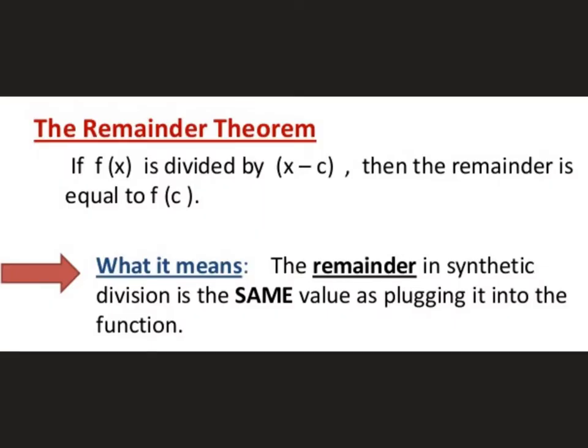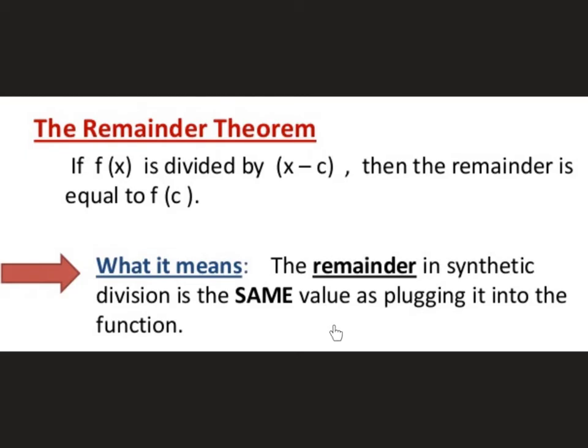Okay, so first up we have the remainder theorem. What our remainder theorem is telling us in the mathematical form is that if f of x is divided by x minus c, so a binomial, then the remainder is equal to f of c. So this is really telling us that if we were just to plug in that c value, that would be equivalent to our remainder. It's going to be the same value.